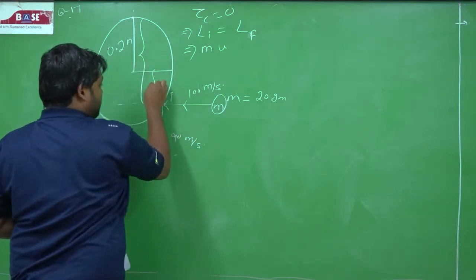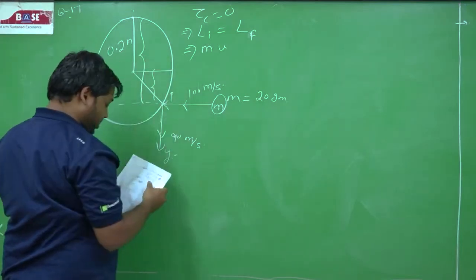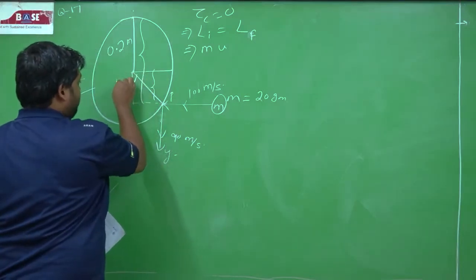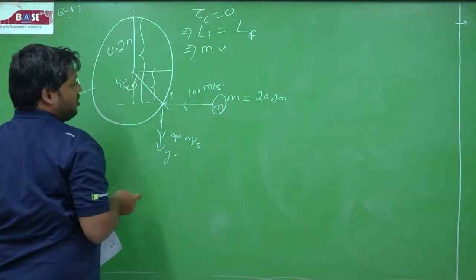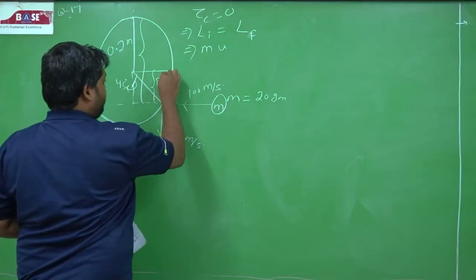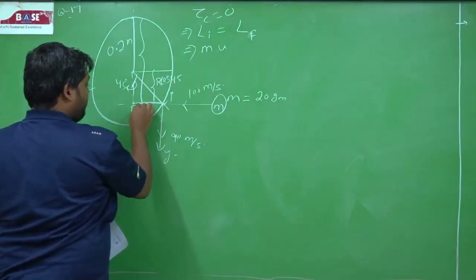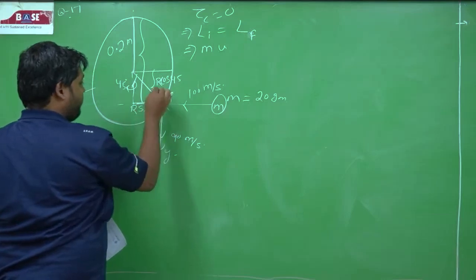Till this much is r, this much. If it is striking, and the question it is given, it is striking, or this one angle is given 45 degree, this angle. So obviously this distance will be, I can write r cos 45. This distance will be r sin 45.